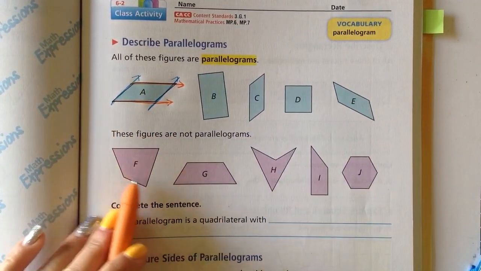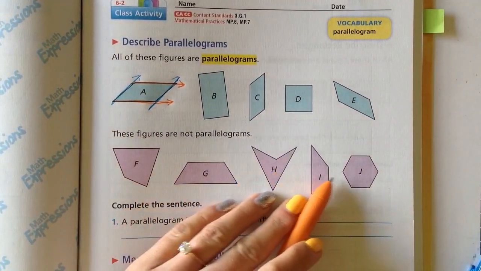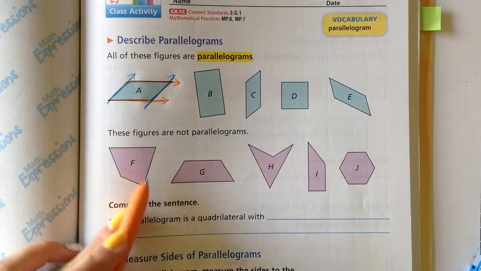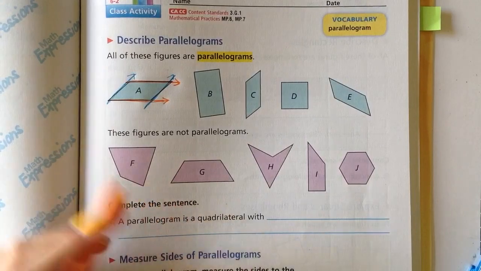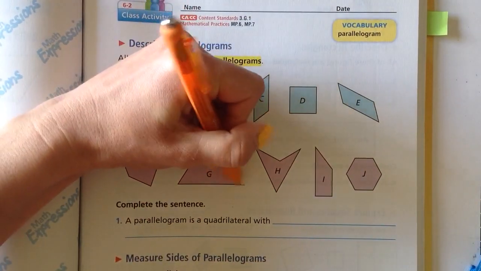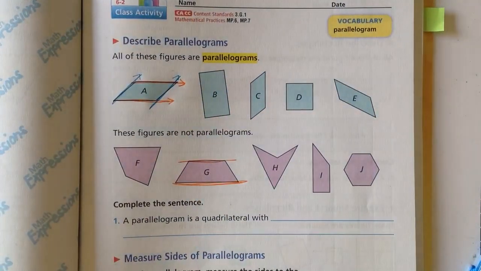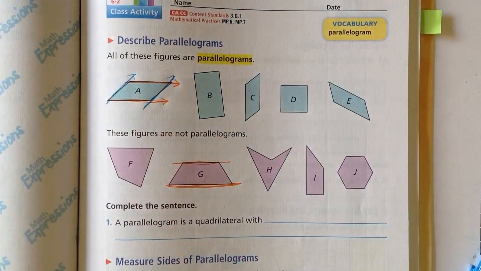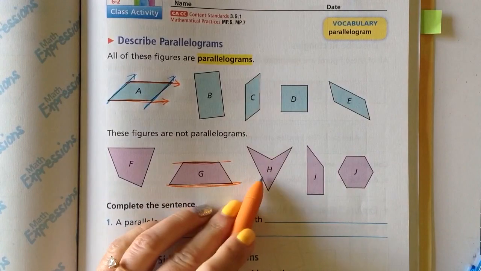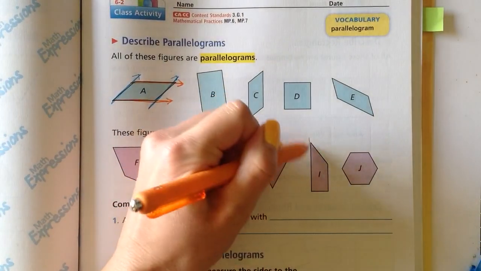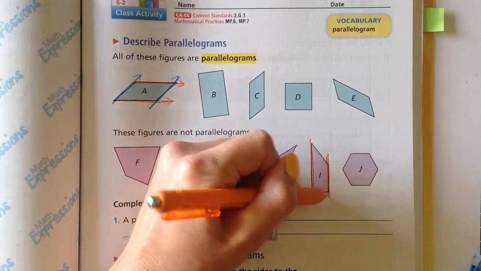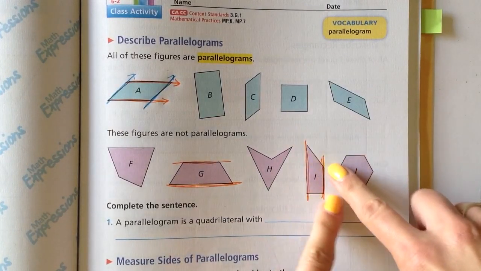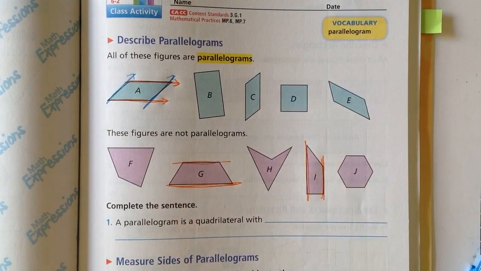When I look at these figures, they are not parallelograms. This one has no parallel sides. This one has one set of parallel sides, but the other sides are going to come in and eventually connect with each other. No parallel sides here. Again, on this one, you see these two are parallel, but the other ones, if they kept going, are going to eventually cross each other.